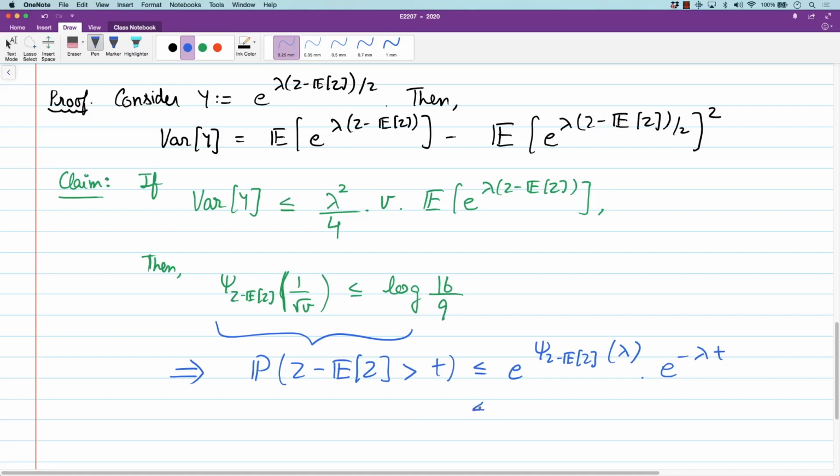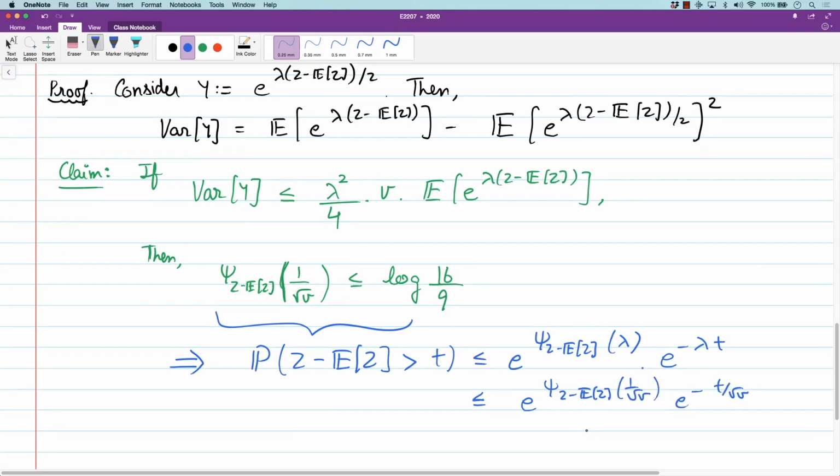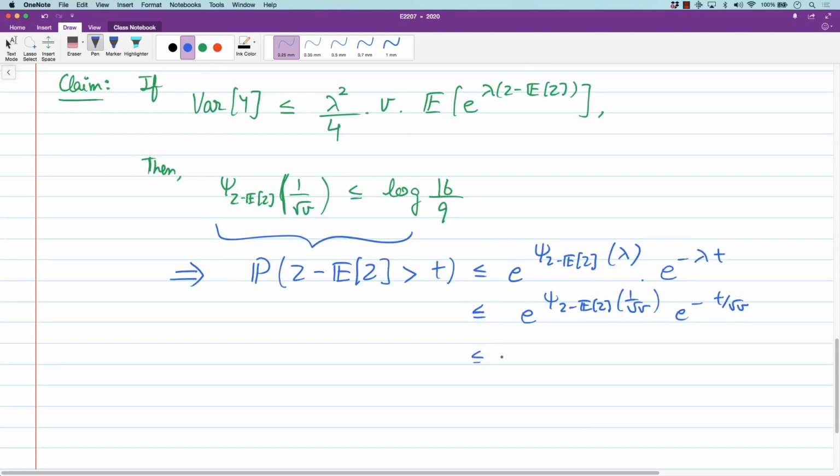This is less than or equal to e to the power, but this guy is a constant, and this is less than or equal to 16 by 9 e to the power minus t by root v. This log is the log that we have here. Yeah, so that's correct. So we get this bound. Any constant here, you will get the same constant lambda, and you get the same e to the power minus t times that constant bound.